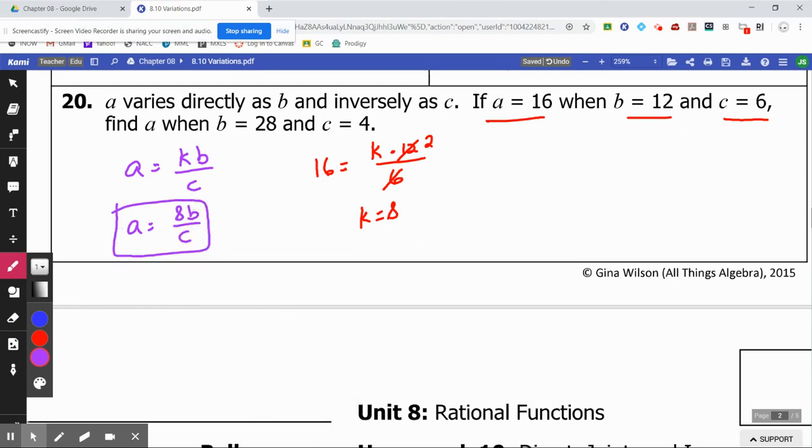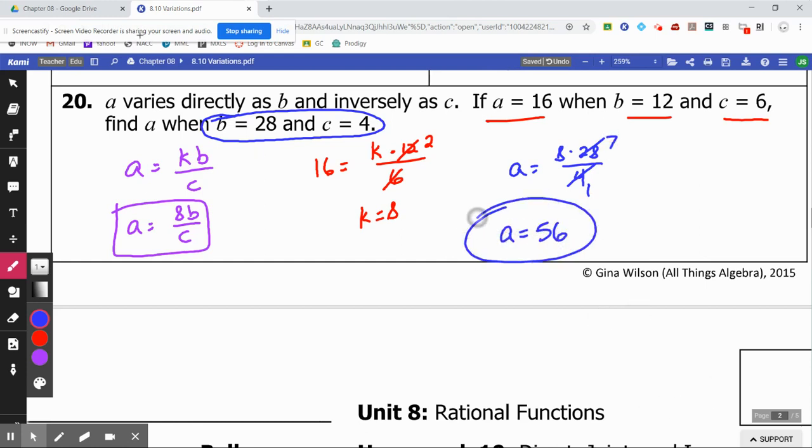There's the formula. Now let's find their last scenario when B is 28 and C is 4. Find A. So A is equal to 8 times when B is 28 and C is 4. And again, if you would like to, you could cancel these out. You could cancel those out, or you can cancel these out. It's just like cross-canceling. We'll cancel the 4 and the 28, leaves you with 1 and 7. So therefore, you get A is 8 times 7, which is 56. You can multiply it out and do it the long way, but that was much faster.